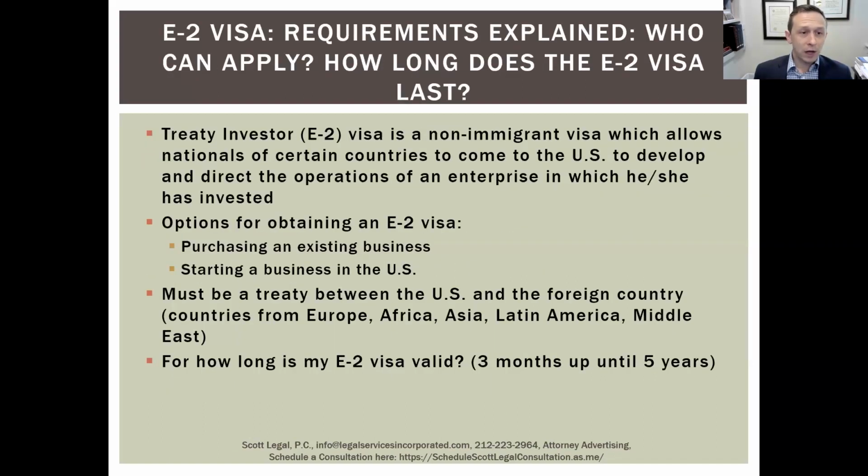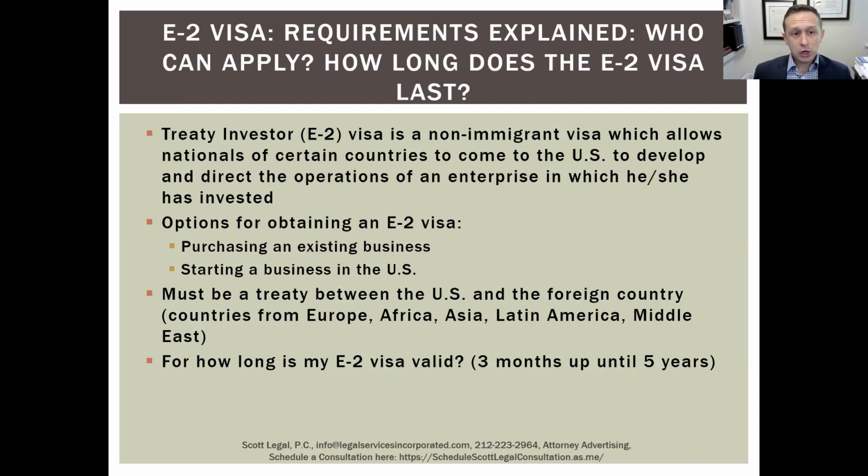So who can apply? We already touched on this to some degree. You do need to have the nationality of an E-2 treaty country. You can find that list by Googling it. There are a number of options to obtain an E-2 visa. You can start your own company. You can also purchase an existing company, or you can start a franchise. All of these are viable options. We have clients who follow each of these 3 paths.